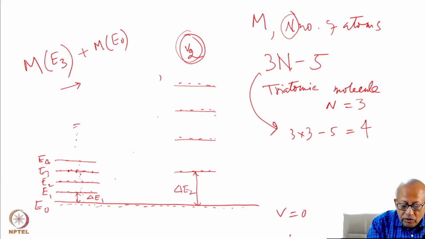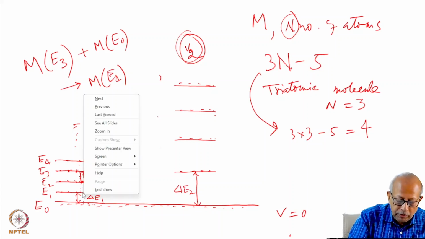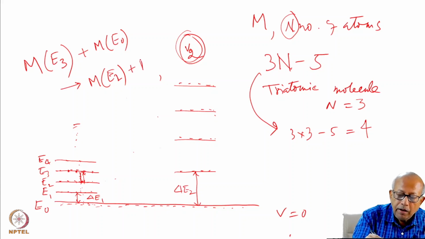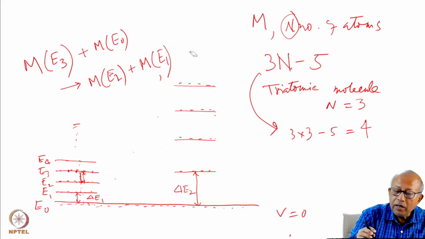So this molecule will come down to this, that is, it will become Me2, sorry, and in the process, this much energy will be absorbed by this molecule at the ground state, and it will consume this much of kinetic vibrational energy, and it will climb up to this state. So it will be Me2 plus Me1.